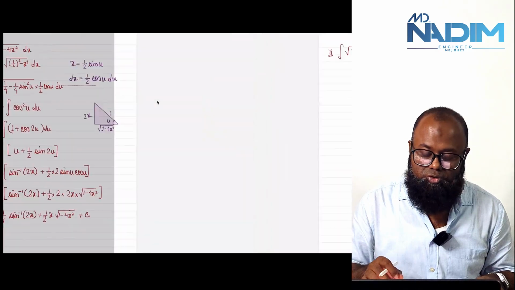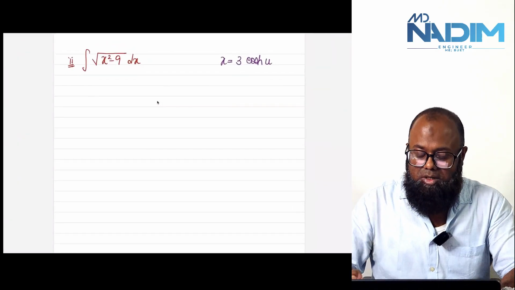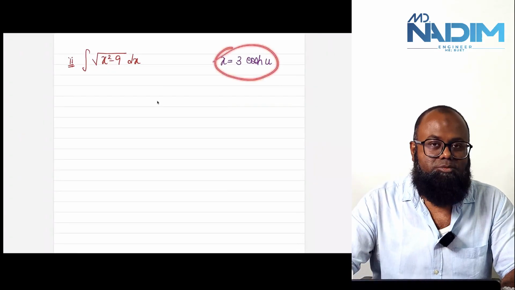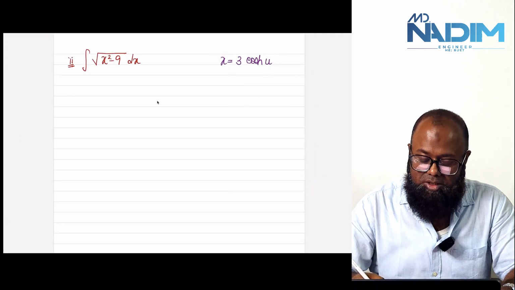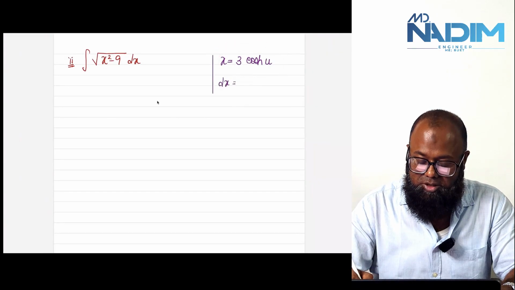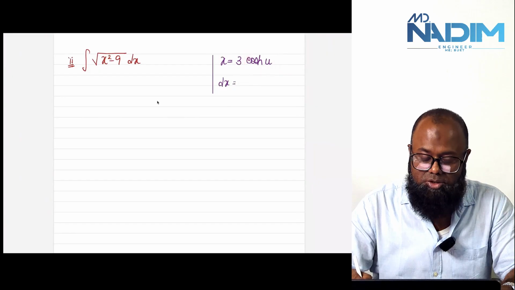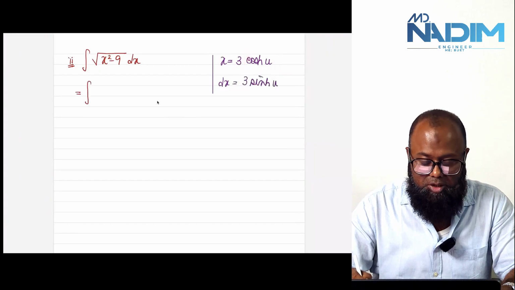Now let us move to the second sum here. I have already explained how I took this substitution formula. Now my task is to get dx and du here. dx is equal to, if I differentiate cos, it would be sine u. So 3 sine u du.